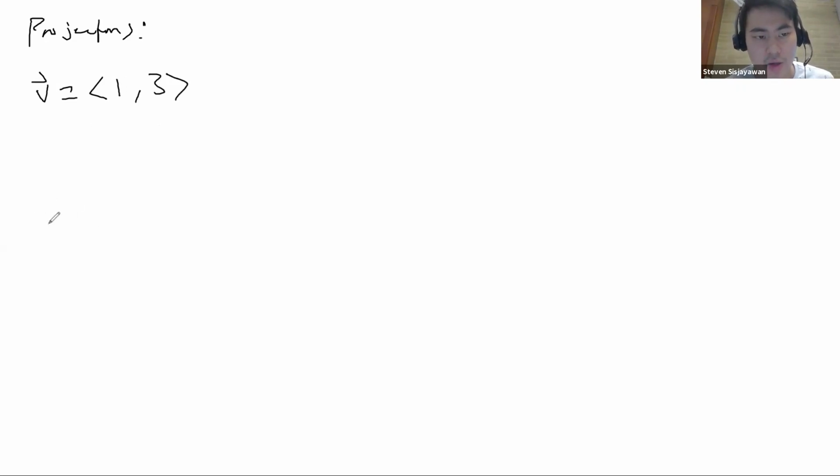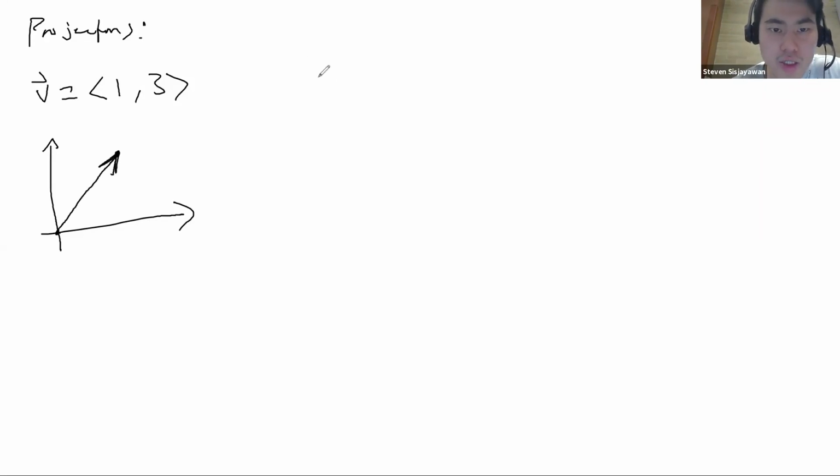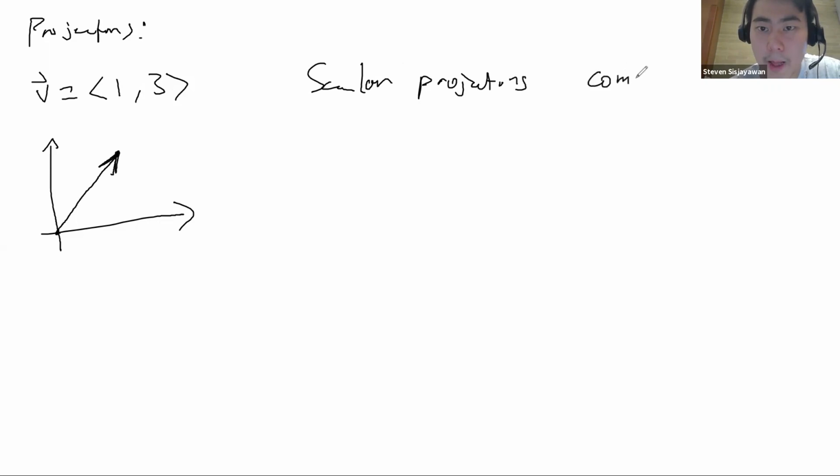I just want to reiterate the idea of projections first. Let's say we have a vector that has an x distance of 1 and a y distance of 3. It starts at the origin and goes to that point right there. Let's say this is our vector. For the scalar projection, denoted comp of b onto a, that is a scalar projection.